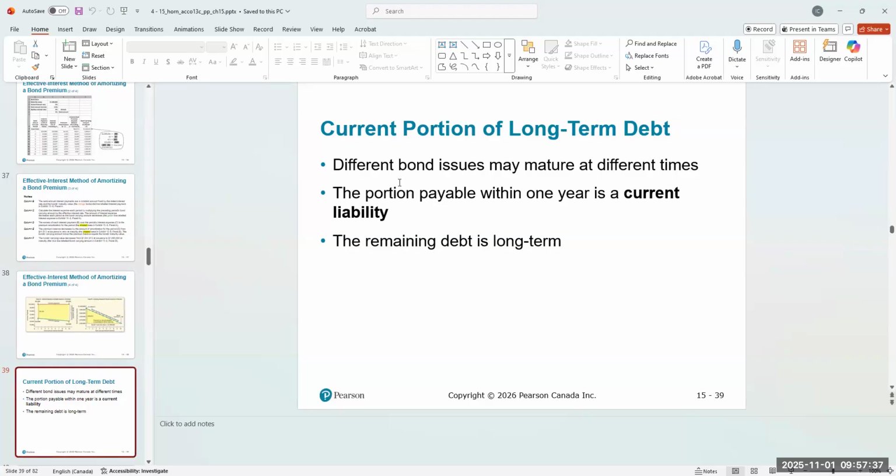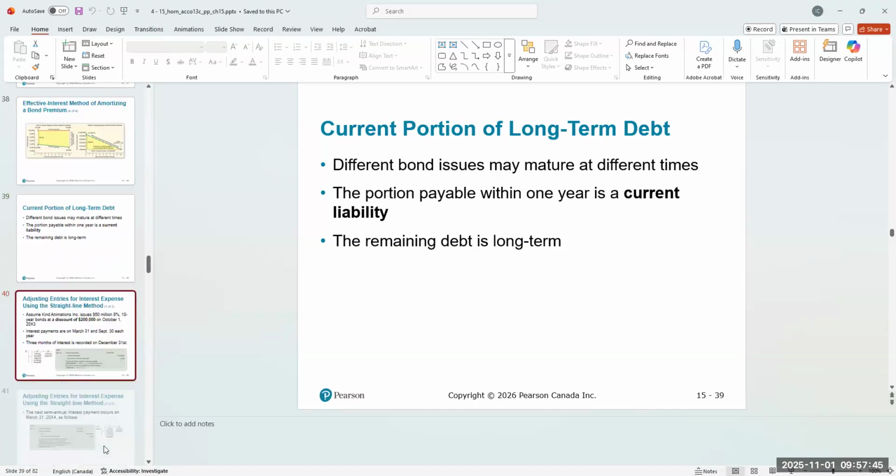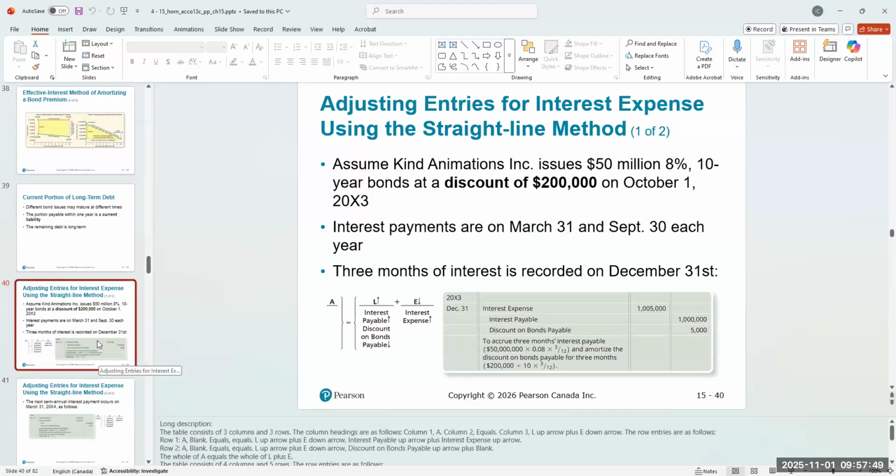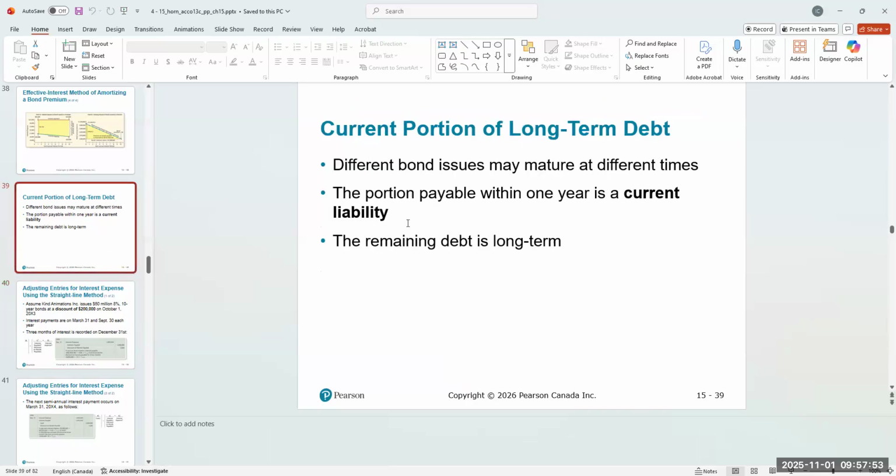Now let's go with the current portion of long-term debt. Obviously, everything that has to be paid within the operating cycle or 1 year, whichever is longer, has to be shown as current. This is the one if we have the event of the year end and the reporting date between the interest payments. So we're not going to keep it to the next course. You're going to have to do it right here.